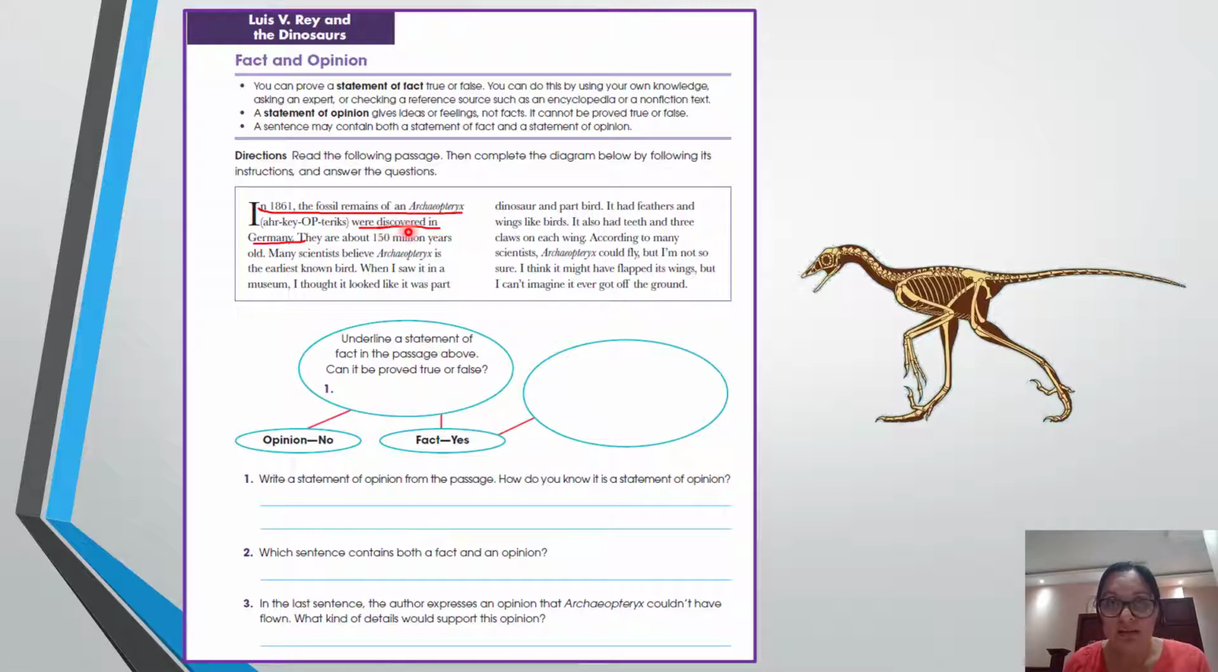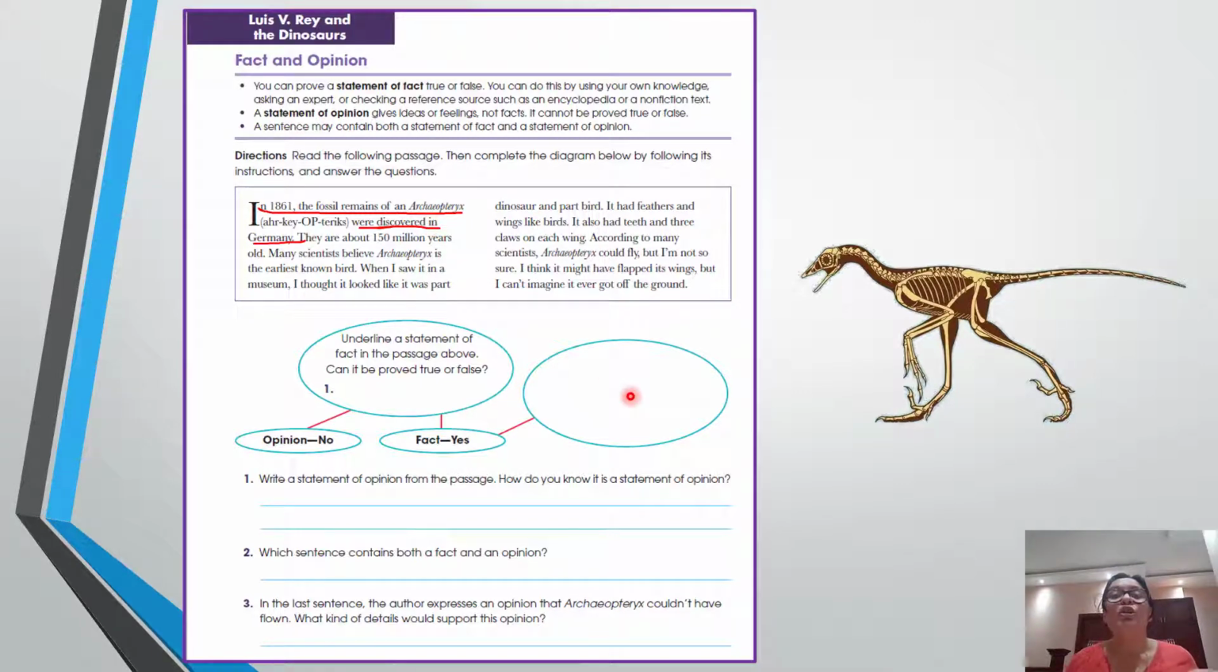We underlined the fact. Now tell me, this one, in 1861, the fossil remains of Archaeopteryx were discovered in Germany. Is it an opinion? No. Okay, we already said that is a fact. Is it a fact? Yes. So as it's a fact, we have to go here. And in here, we are going to answer in this part. How can you prove that this fact is true or false?